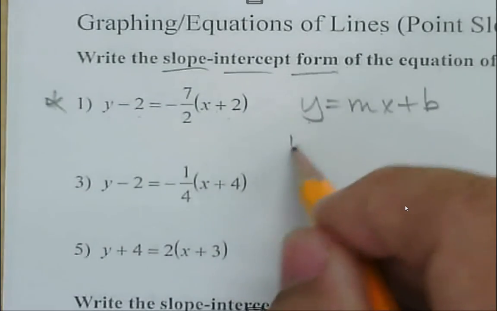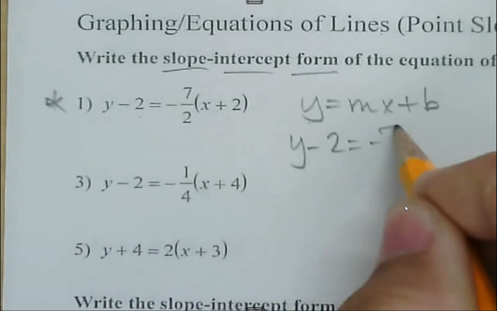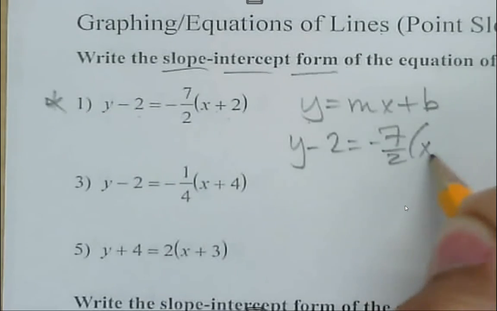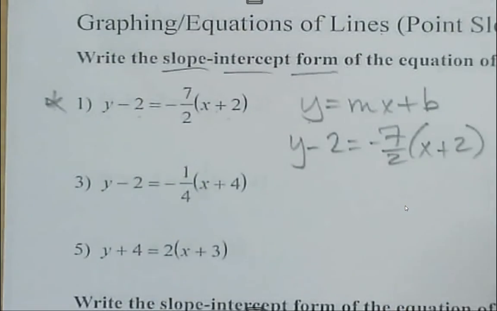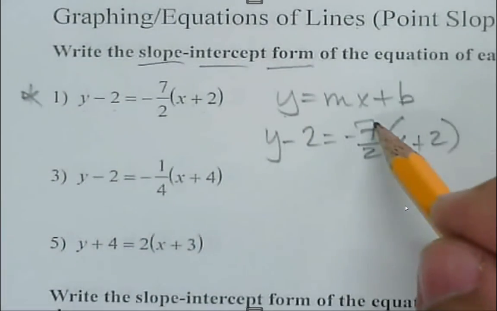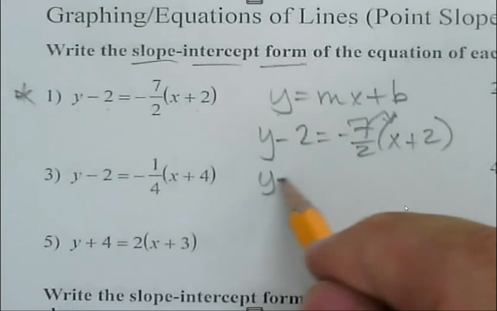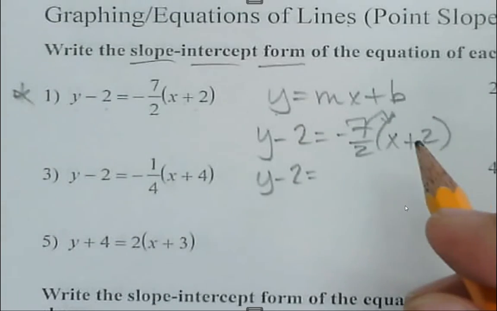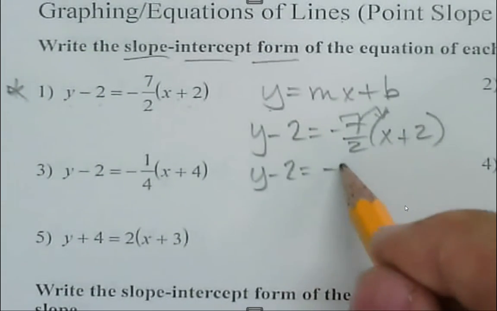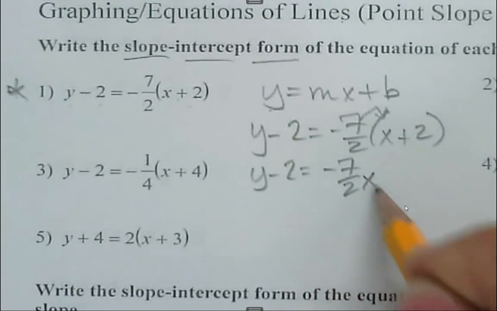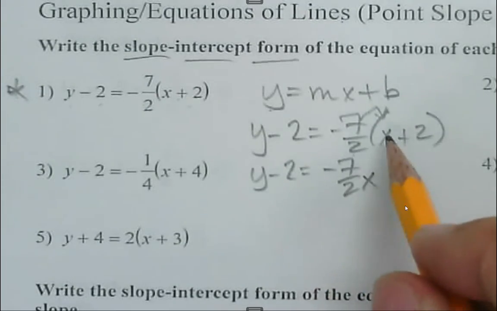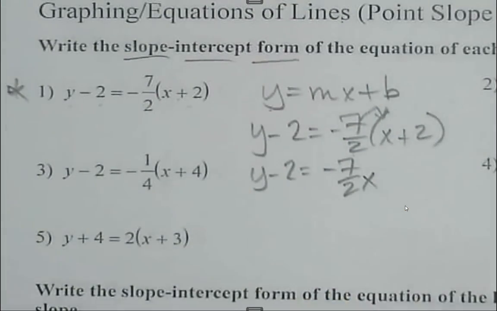I'm going to write it right over here. y minus 2 equals -7/2 times the quantity x plus 2. So the first thing we're going to do is distribute this -7/2. I'm just going to write this part the way it is: y minus 2 equals -7/2 times x. If I take -7/2 times x, I basically just squeeze those two together and I'm done.